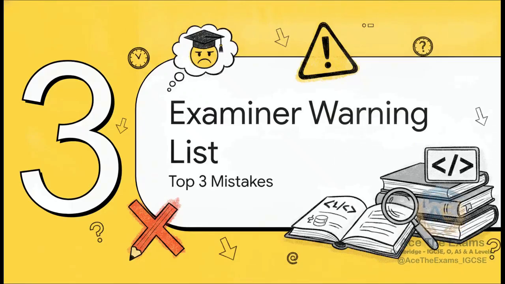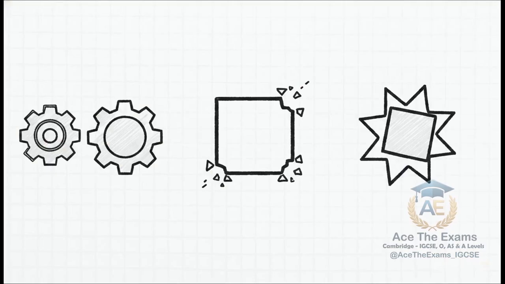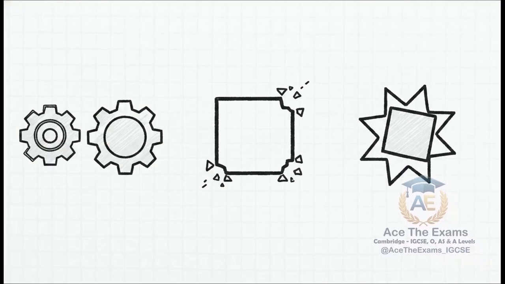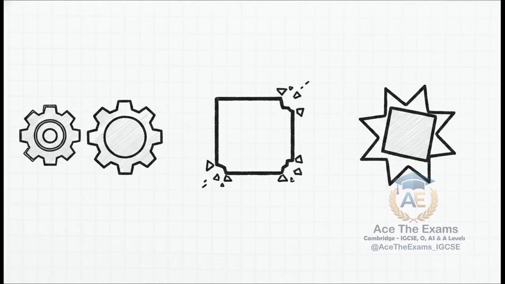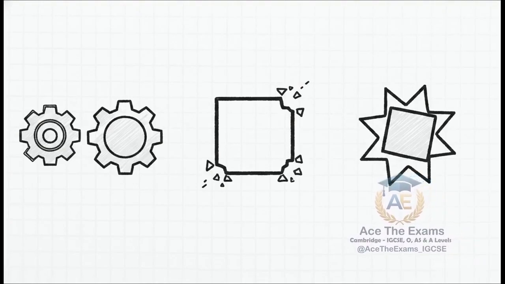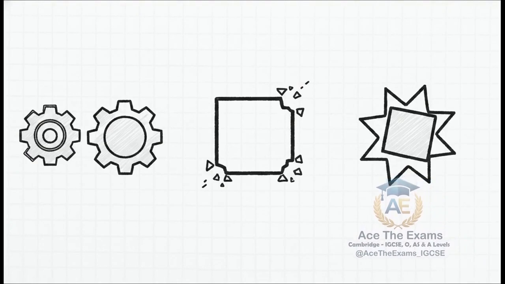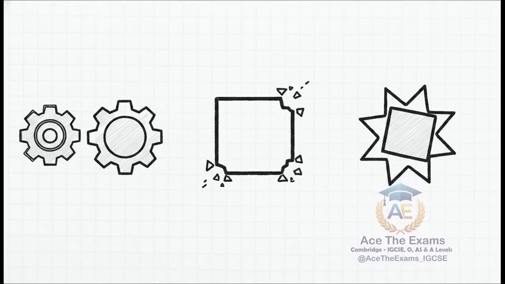Section 3. The Examiner Warning List. Now that we have the PEAL framework, let's get the exclusive inside scoop on what examiners explicitly warn against when grading these normalization questions. The principal examiner reports reveal these 3 critical mistakes.